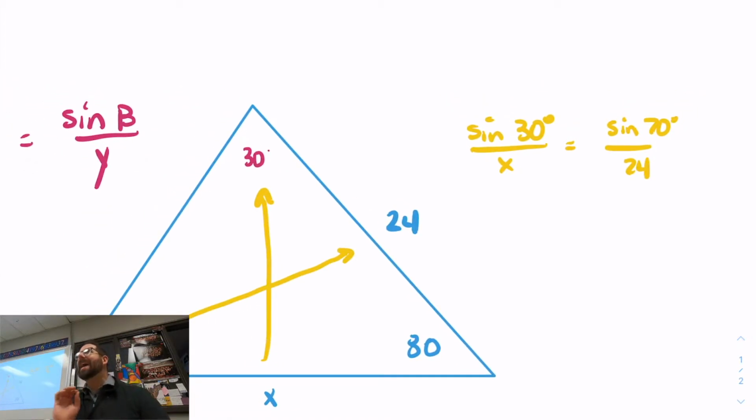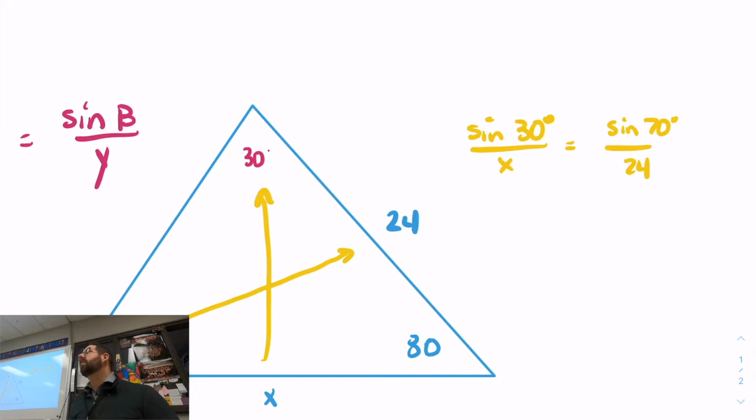This will work on any type of triangle. It's not just a right triangle. This is obviously an oblique triangle. Oblique means non-right. This was an acute triangle, and it still works. It'll still find X. I'm expecting X to be a very small number. In fact, it's going to be significantly smaller than 24, just because it's across from 30.